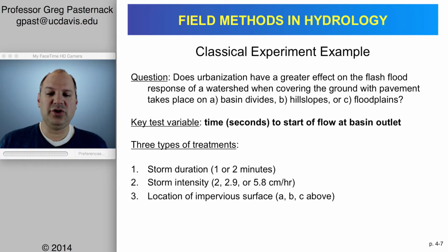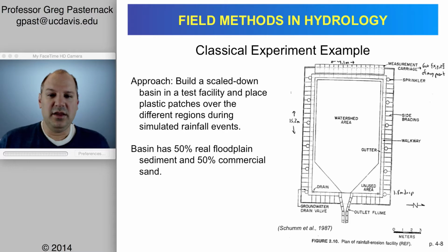We're going to test 2 storm durations, either 1 or 2 minute storms. We're going to test 3 different intensities of rainfall, and this is going to be like a rainfall simulator sprinkling water down onto this experimental basin. And then finally, we're going to place impervious surfaces by covering over the ground with plastic, either on the divides, hill slopes, or floodplains. The approach is to build a scaled-down watershed in a test facility and place plastic patches over different regions during events. So here you can see an image of the design.